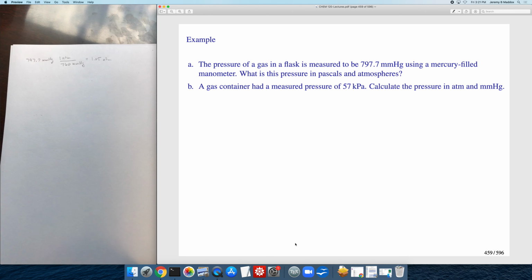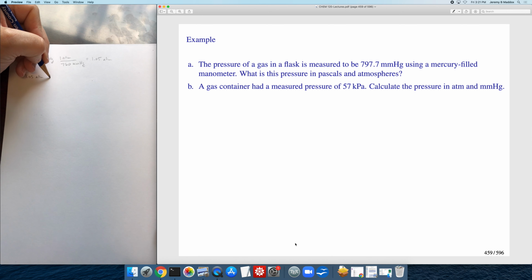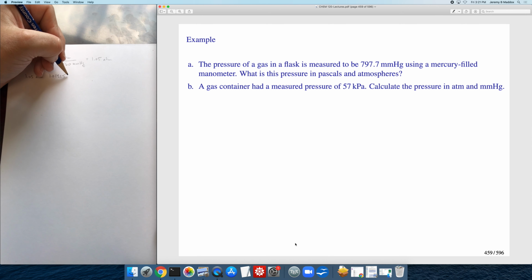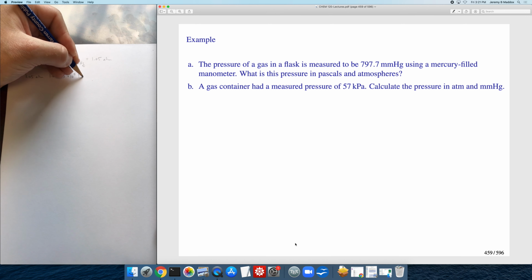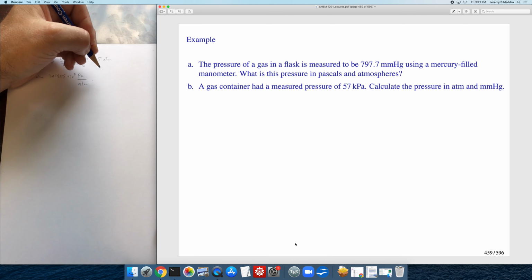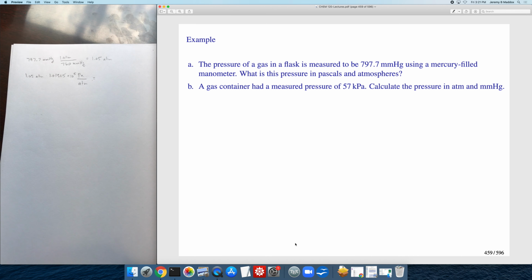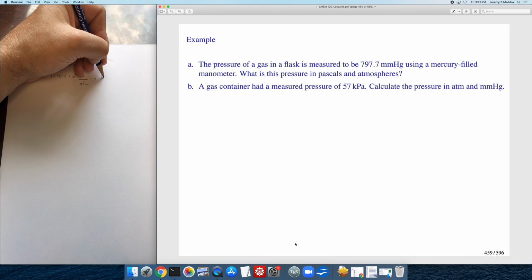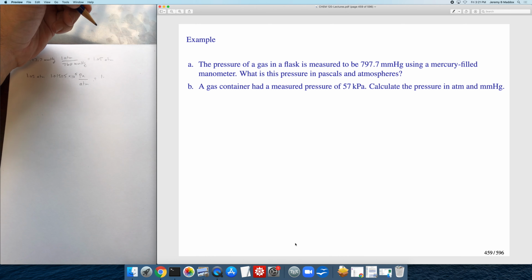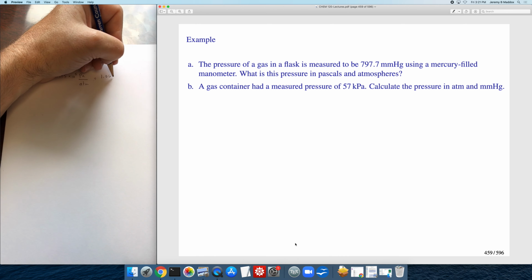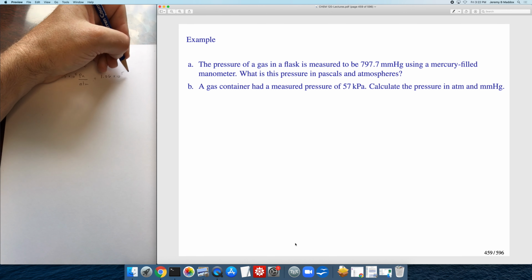atmospheres out of that. And then to do the conversion to pascals, I'm going to take that 1.05 atmospheres and say that there are 1.01325 times 10 to the 5th pascals per atmosphere. And so I'm getting 1.06 times 10 to the 5th pascals.